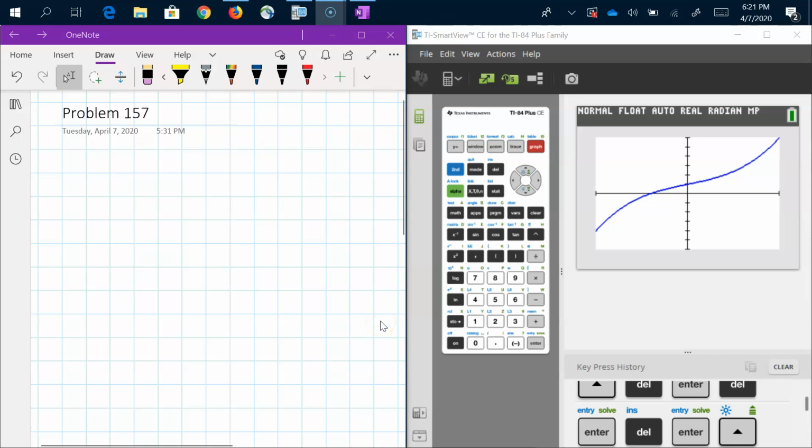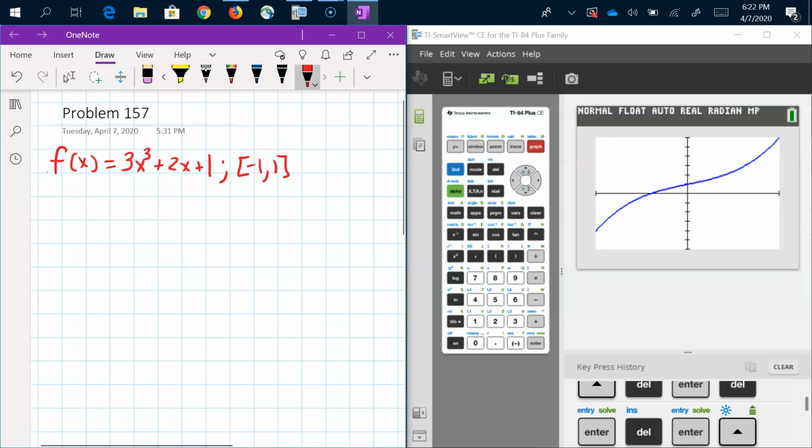Hello everyone, we're still in section 4.4, which is the mean value theorem. This is problem 157. I'll go ahead and write out what the problem is. So our function is 3x cubed plus 2x plus 1. And the interval in question is from -1 to 1.